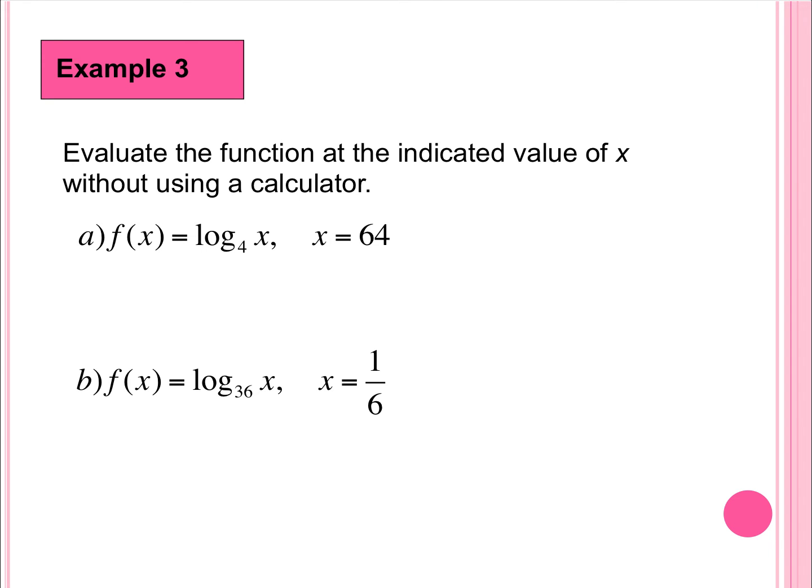For a and b, we need our calculator. So it says evaluate the function at the indicated value of x. Oh, without using a calculator. I'm just kidding. I think there's a couple in here that we use a calculator. But for this one, we can do it without. So I'm going to plug in 64 into x. So I have log base 4 of 64, and it's equal to some number that we're going to try to find out.